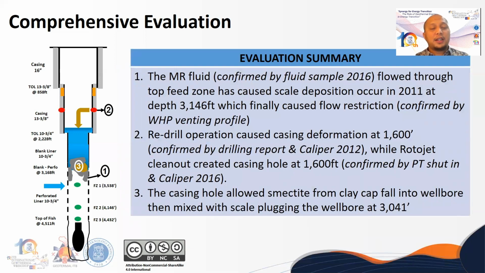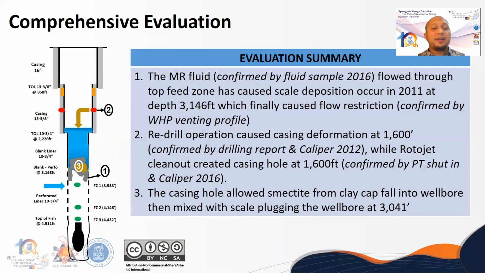Based on the data that we collected, we assessed, we summarized into three important messages. The first one is the MR fluids confirmed by the fluid sample in 2016 flowed through the top of the feed zone and caused scale deposition that occurred starting in 2011 at depth 3146 feet, which finally caused the flow restriction, which confirmed by the well pressure vetting profile.